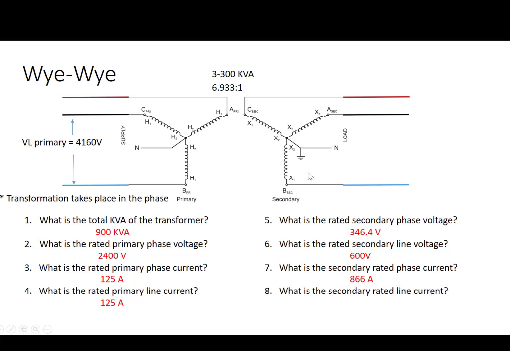Once we have the phase current, we know that in a Y system, the line current and the phase current are the same value, so the line current would also be 866 amps. So this will show you how to find voltages and currents when we have a set rating for our transformers.